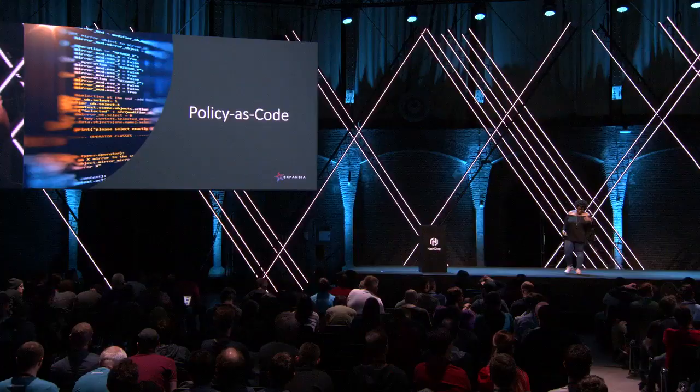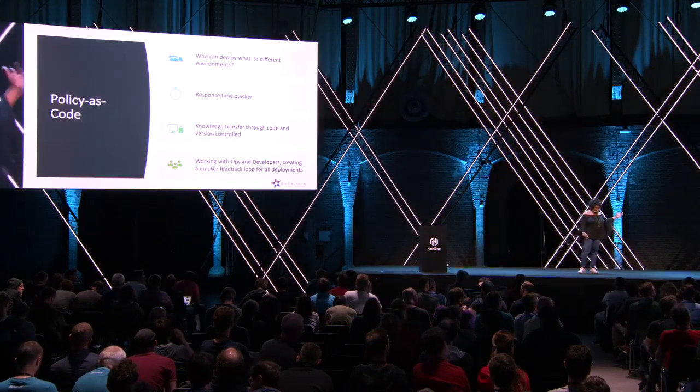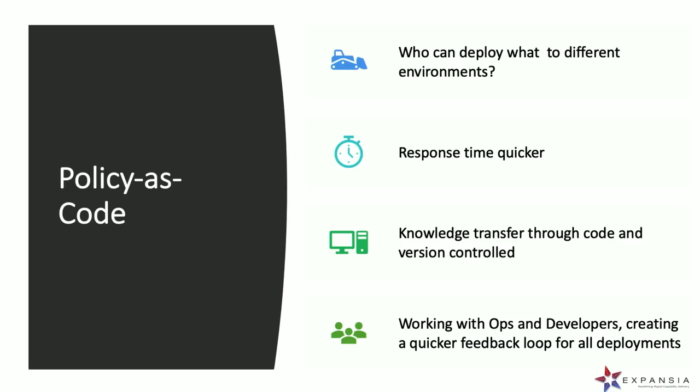So policy as code. We want to implement this as we talked about just in that image policy as we want to create it. We want to be able to deploy to different environments, quicker time for responses in terms of failures, in terms of successes, knowledge transfer through code, how did you do it, being able to share with other teams, and also working with bringing ops and developers together for quicker feedback loops on deployments.